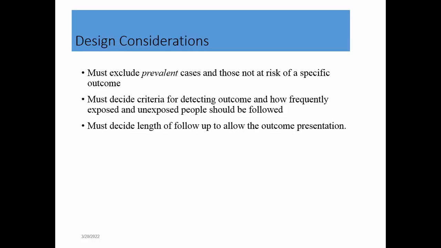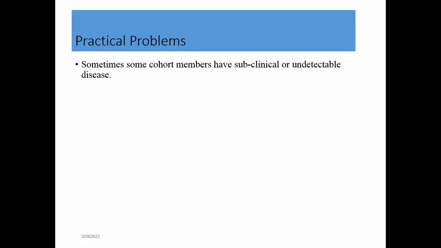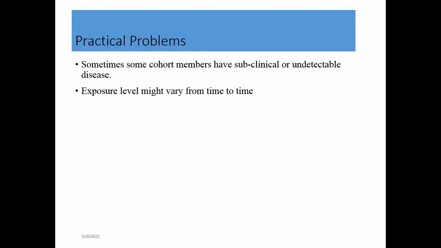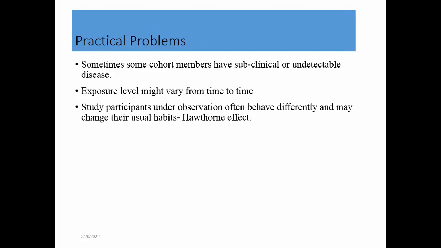Another thing you have to keep in mind is that there are some challenges. Sometimes some cohort members have a subclinical or undetectable disease. For example, you may bring a person into the study, but this person was in a subclinical stage without showing signs and symptoms, and when you introduce him into the study, he shows up with the disease. This may affect your outcome.